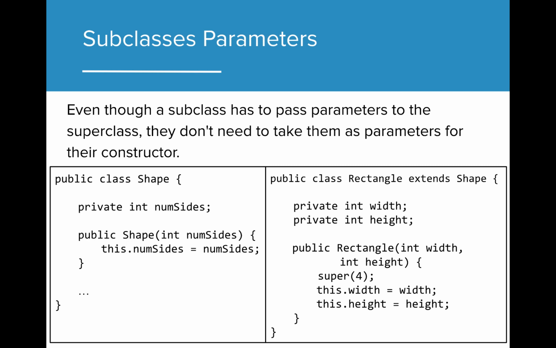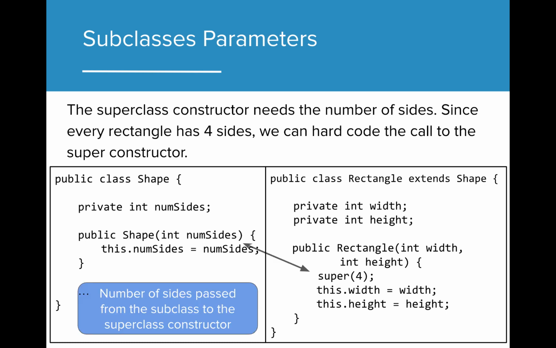Remember that we said that the subclass needs to successfully call a superclass constructor. Even if a superclass takes a parameter, the subclass doesn't have to explicitly ask the user for that parameter. In this example, the shape class takes the number of sides as an input. When the rectangle class extends the shape class, it needs to call the shape constructor and pass it the number of sides. Since all rectangles have 4 sides, it is possible to hard-code this value instead of asking the user to send it as a parameter in the rectangle class.